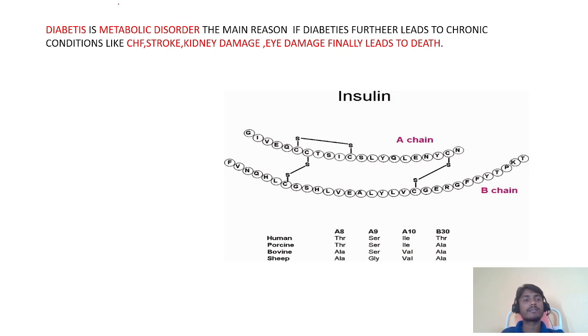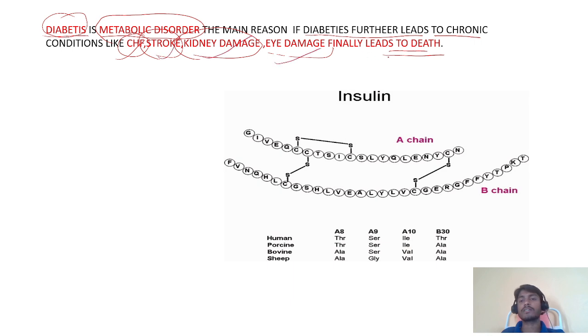See, diabetes is very important. Diabetes is a metabolic disorder. If untreated, it may lead to chronic conditions like congestive heart failure, stroke, kidney damage, eye damage, and finally lead to death. So that many complications can be produced.